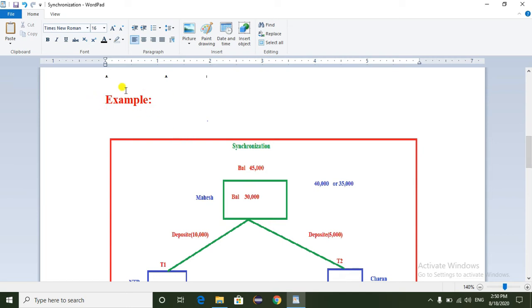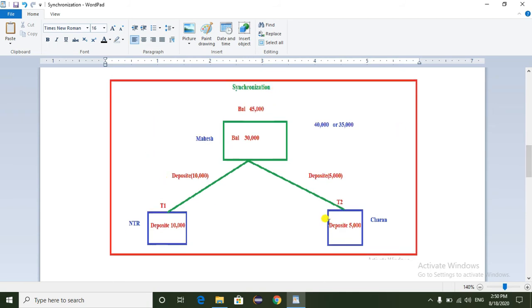Then coming to the example of synchronization. This is a simple bank transaction. Here the user Mahesh already has 30,000 in his account, but he asks NTR to deposit 10,000 to his account. At the same time, Mahesh also asks Charan to deposit 5,000 into his account. So NTR is going to the bank and trying to deposit 10,000 into the Mahesh account. At the same time, Charan is also going to the bank and trying to deposit 5,000 into the Mahesh account.